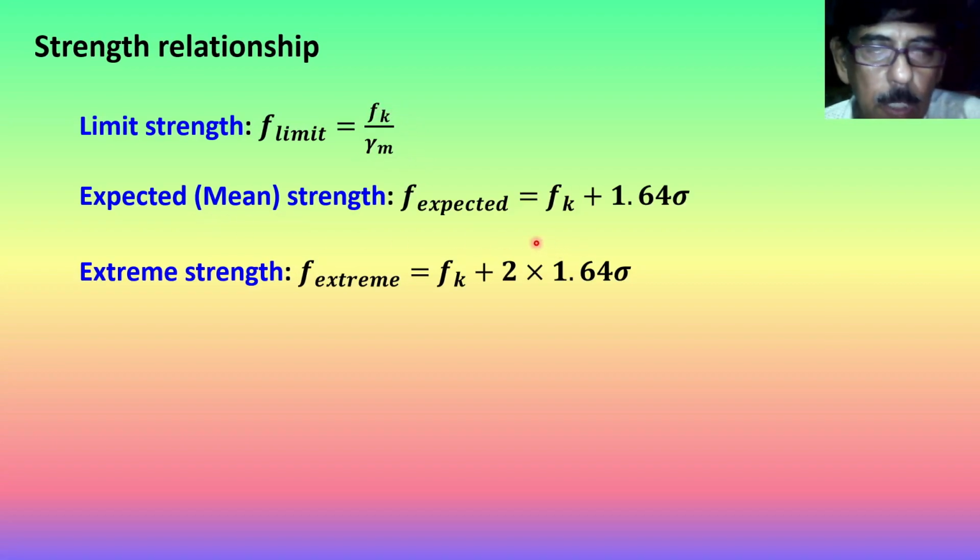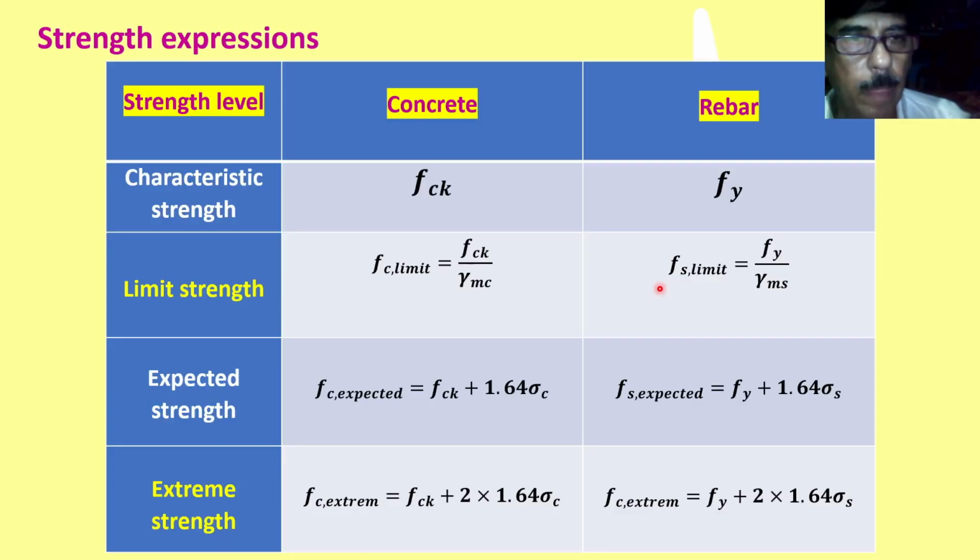So for concrete it is Fk plus 1.64 sigma. For concrete Fck will come, we will see in the next slide. For any material, whether it is concrete or steel, this formula will hold good. Expected strength equal to characteristic strength plus 1.64 sigma. Extreme strength equal to characteristic strength plus 2 multiplied by 1.64 sigma for the material.